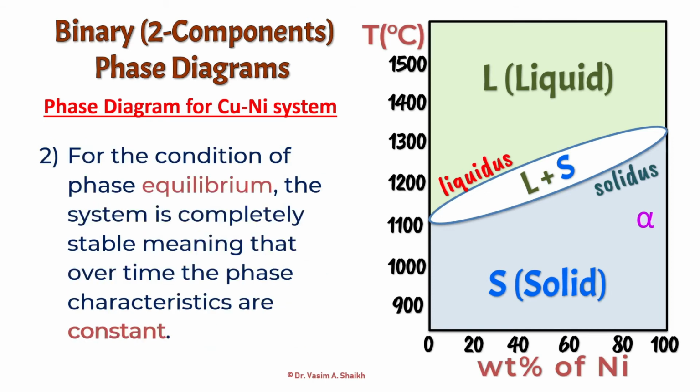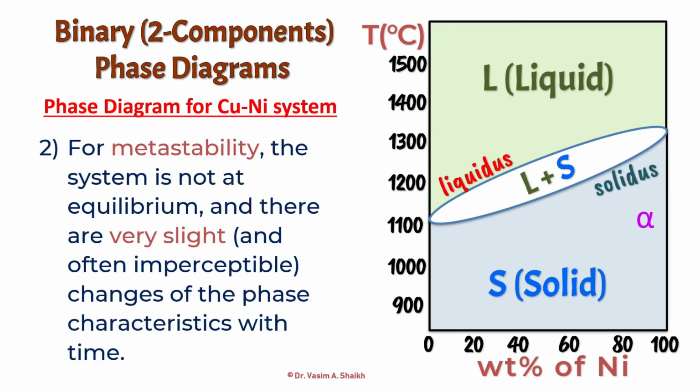For the condition of equilibrium, the system is completely stable, meaning that over time the phase characteristics are constant. So we call this phase diagram an equilibrium phase diagram as well. So why do we call it an equilibrium phase diagram? Because these phases over time will not change. We are assuming that even as time is passing by, the phases will not change and will be constant. So that is the meaning of being in an equilibrium condition.